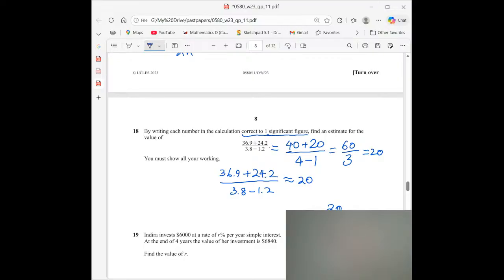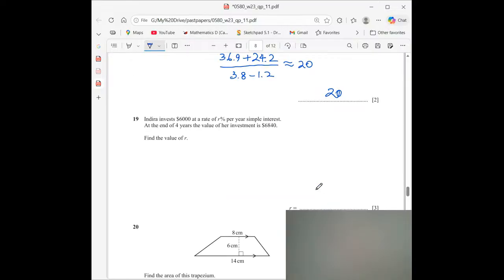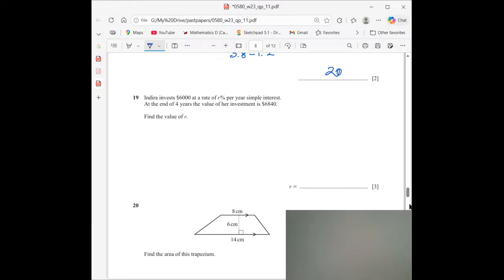Next, we will look at this. It is a money management question. And what does it state?